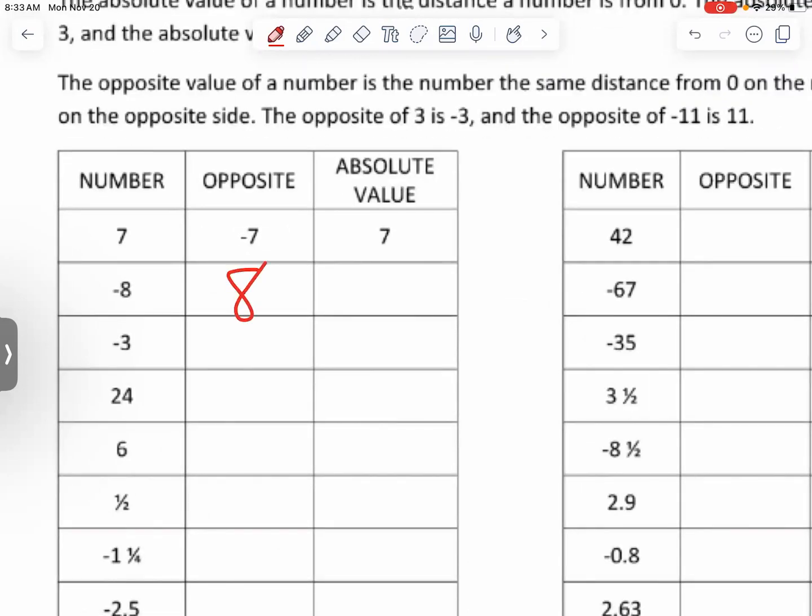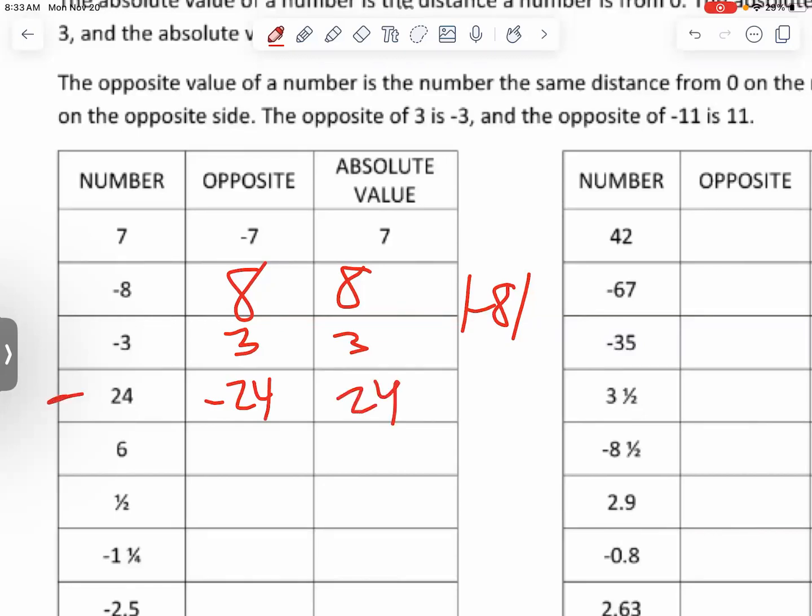The absolute value of -8, if you wrote it like absolute value of -8, would also be +8. Okay, opposite of -3 is +3. The absolute value is 3. The opposite of 24 is -24, and the absolute value is 24.